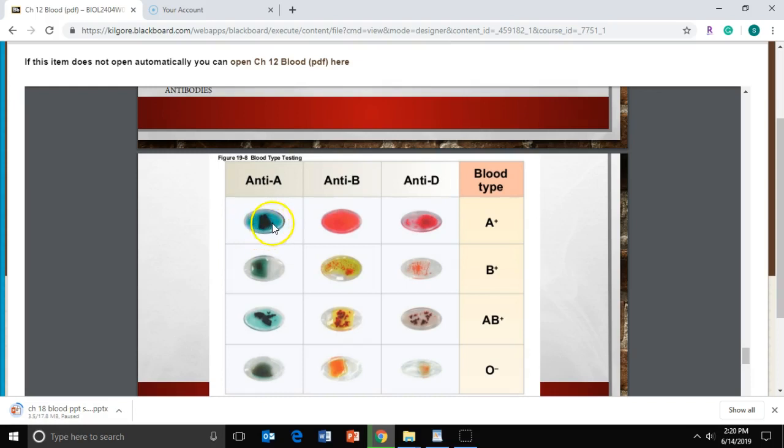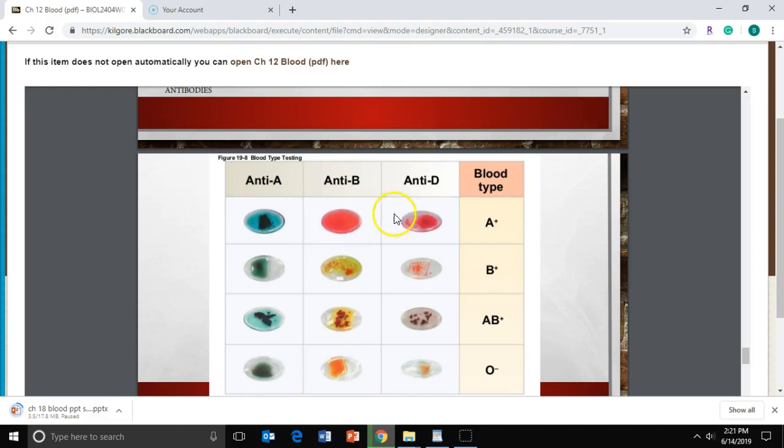So that is going to combine with any A antigens that are on the surface of this blood. If there's no A antigens, it can't combine. This one, you put a drop of anti-B, which is really yellow in color. You can see it here. But when you put it on the blood, it's going to attach to the B antigen on the surface, if there is one.